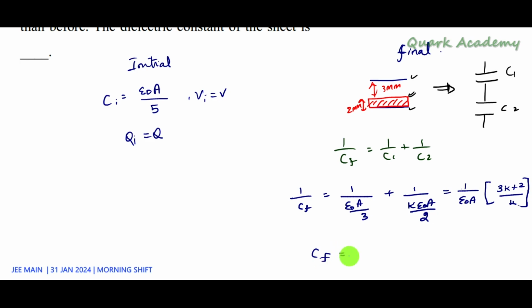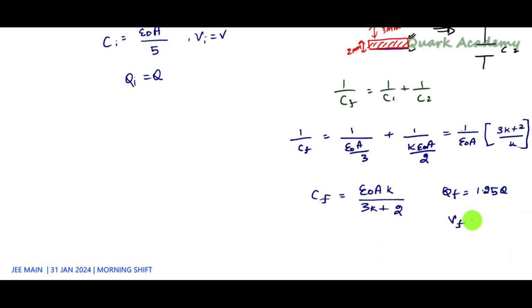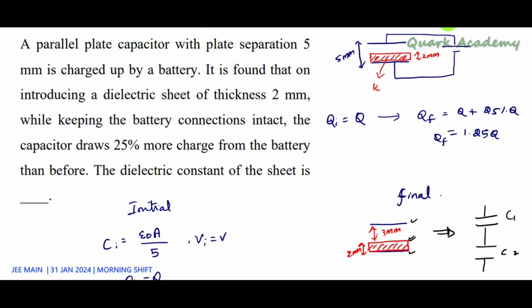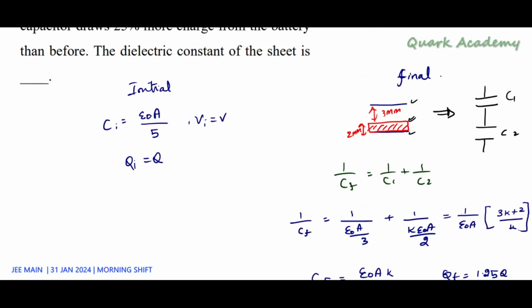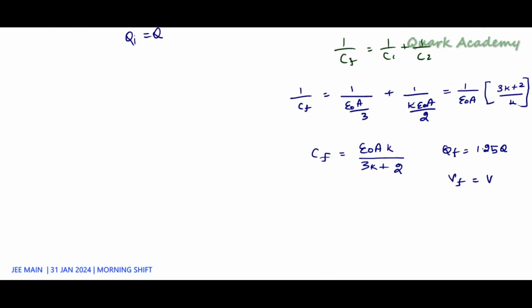So the final capacitance is going to be epsilon naught A K divided by 3K plus 2. And final charge, as we discussed, is 1.25 times the initial charge, which is Q. And final potential difference is going to be V only, because the battery is still in connection. As long as the battery is in connection with the capacitor, the potential is going to be the same. So these are the initial parameters and final parameters we have. Let's compare these two and get the answer.